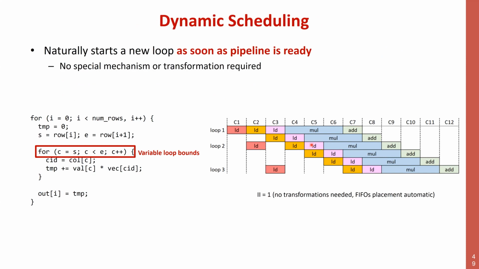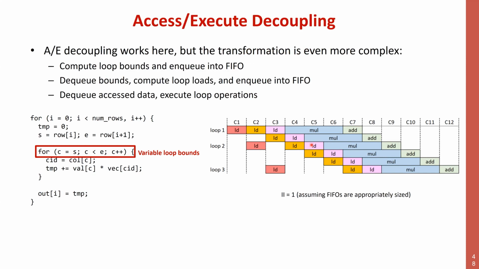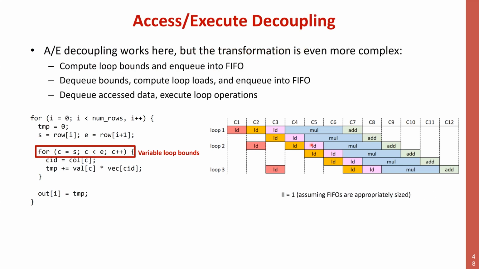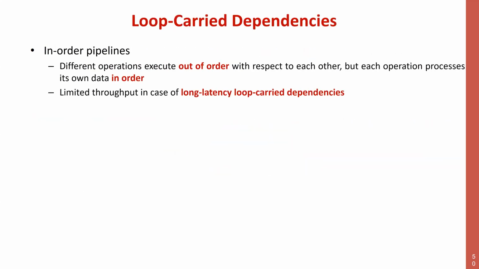This access execute decoupling that we have seen before, I say it is a bit of a poor man's dynamic scheduling. If you do dynamic scheduling in the same spirit of what we have seen last week, you get exactly the same result, and maybe the advantage is that you get it without any transformation, whereas the transformation that you have to do for this access execute decoupling may be a little annoying to perform, right?